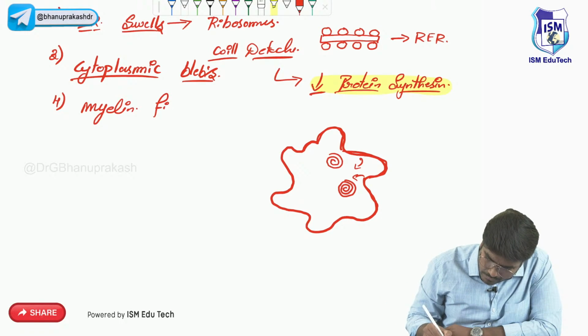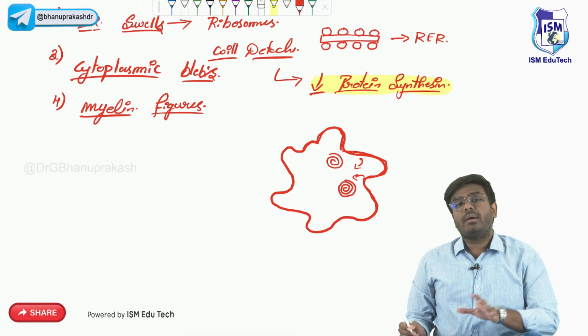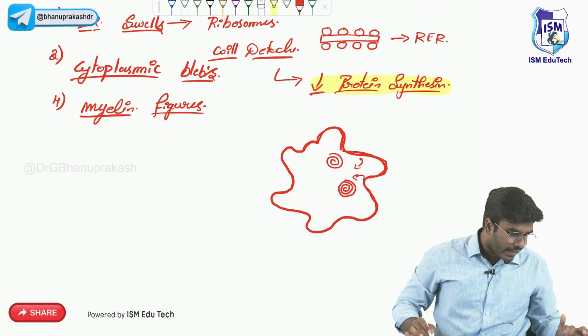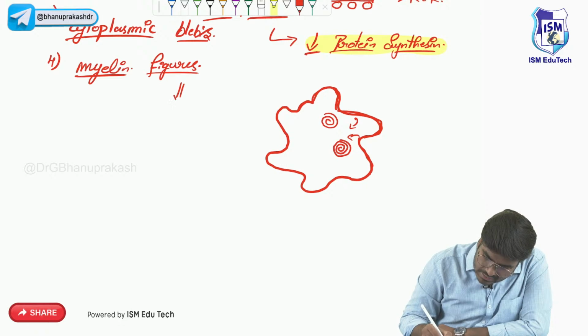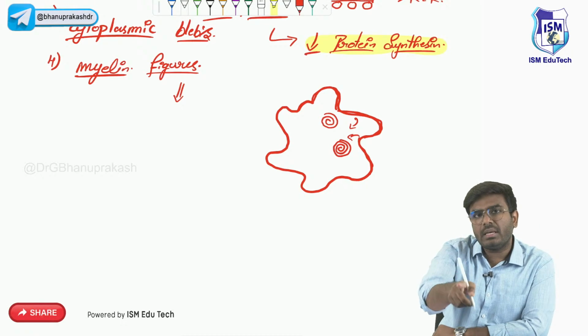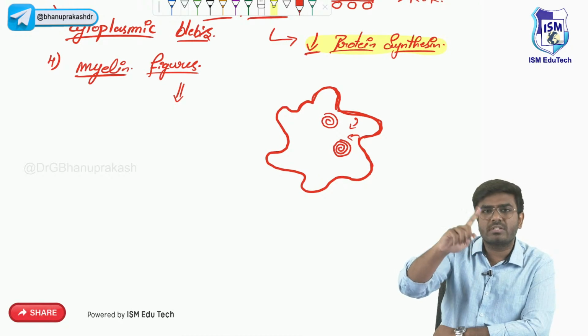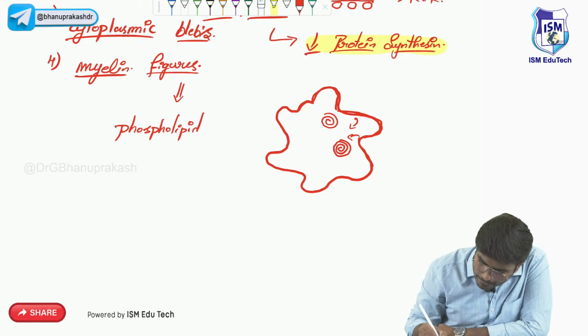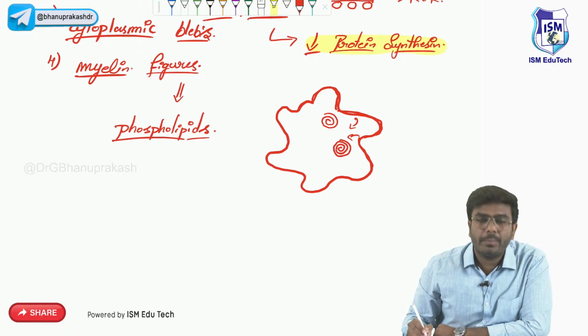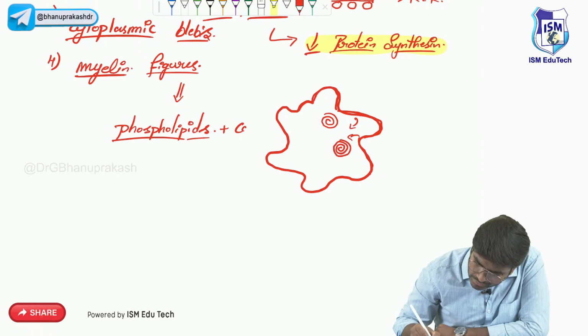Myelin figures. In your exam, the question that will come is: what are these myelin figures made up of? I have explained the myelin figures which are seen in reversible cell injury. Mainly they are seen in reversible cell injury, but they can also be seen in irreversible cell injury. Later we will discuss. Myelin figures are made up of phospholipids, also a little amount of calcium.